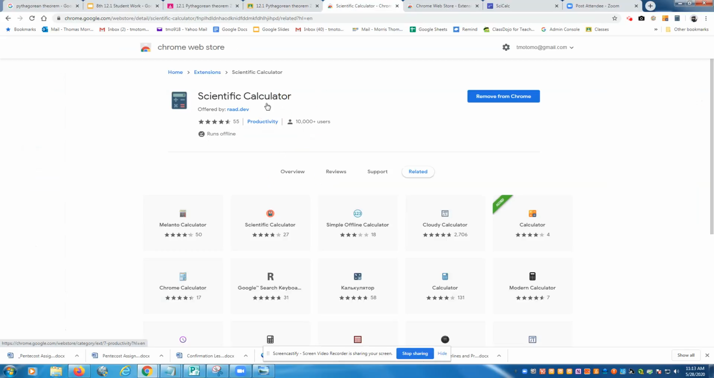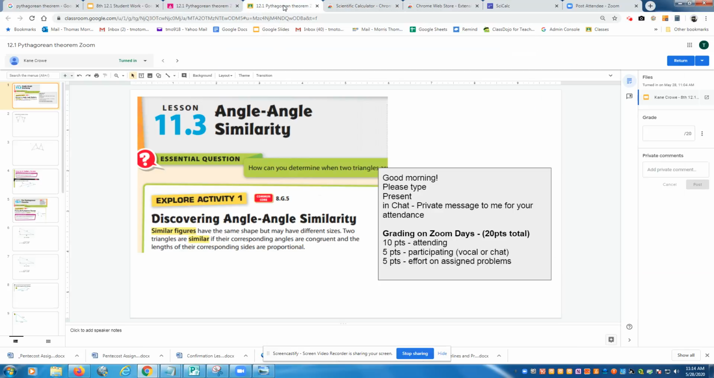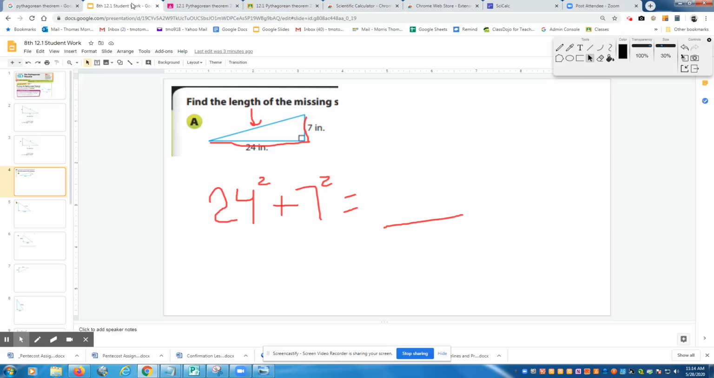All right, so one thing you might want to do is take a look here. If you're using a Google product, all right, you would then type into your search scientific calculator, and what it does is it gives you this nice little one up here that you can keep on your toolbar, and you'll see here that this has the square button right there, and this has the square root button right there. So that's really going to help you for today's lesson. So good to have that for future use.